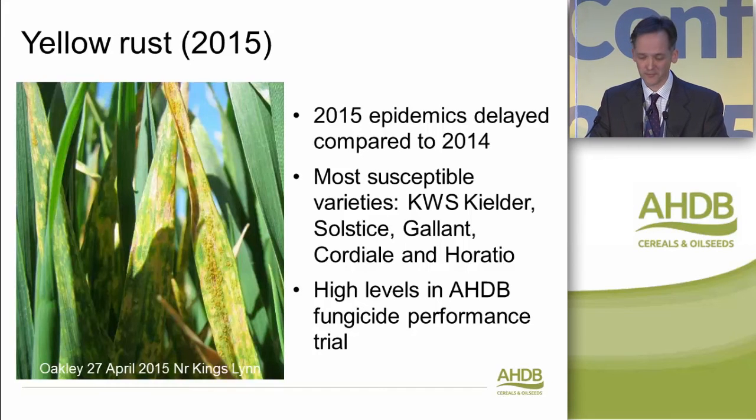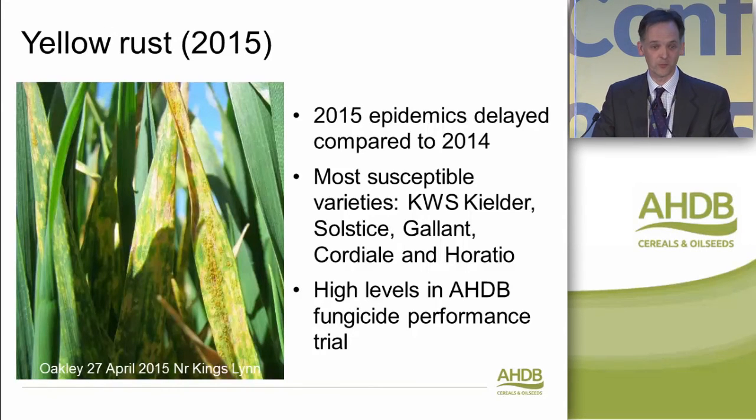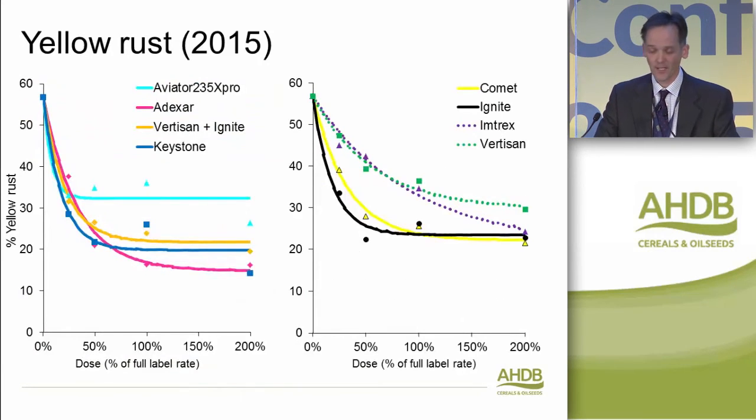We managed to get high levels in the fungicide performance trial, certainly. We actually are using Oakley still to test products to the extreme to really separate out which products are most active. That picture is the fungicide performance crop at Terrington about 10 days before application, showing the level of disease that we had in there. So it was a pretty severe test. And this is what we found.